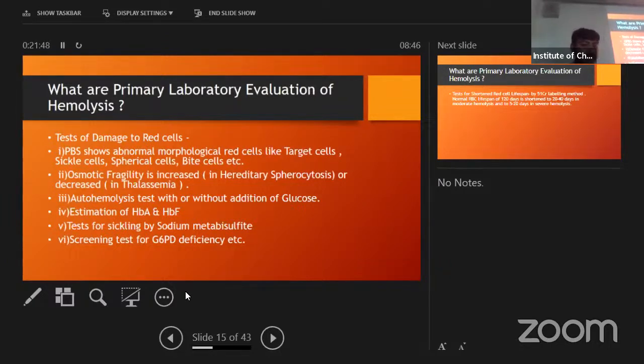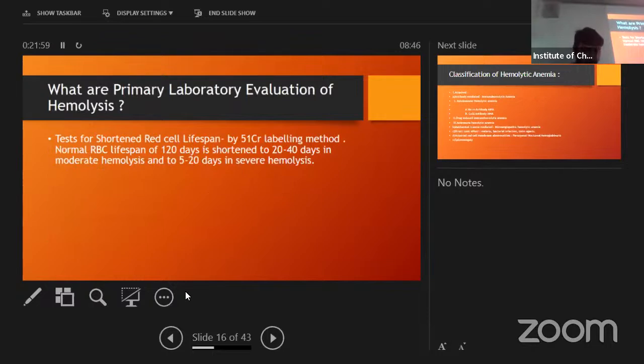There is the autohemolysis test, estimation of hemoglobin A and hemoglobin A2 by electrophoresis, and tests for sickling by sodium metabisulfite by consuming the oxygen. And the rare test is for red cell lifespan, like the 51 chromium labeling method.